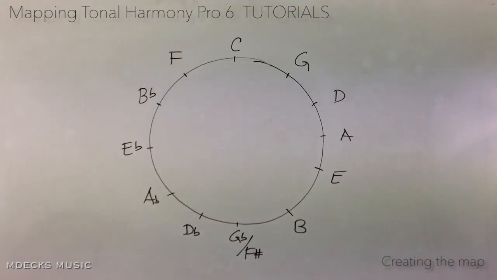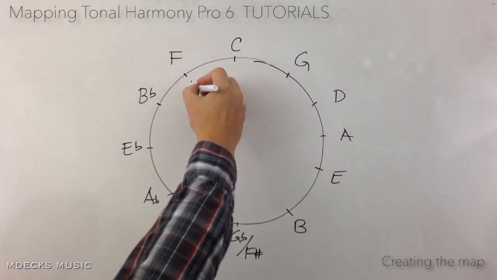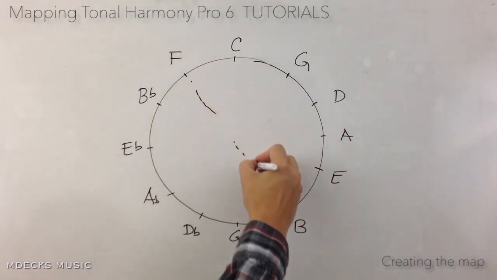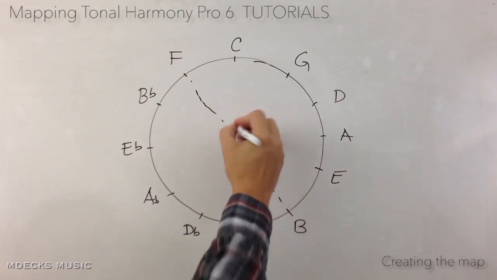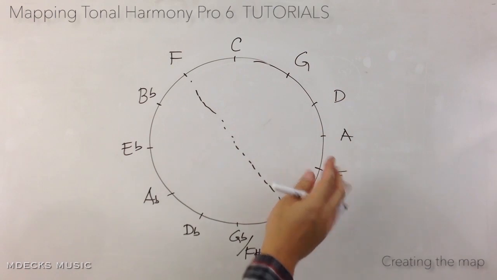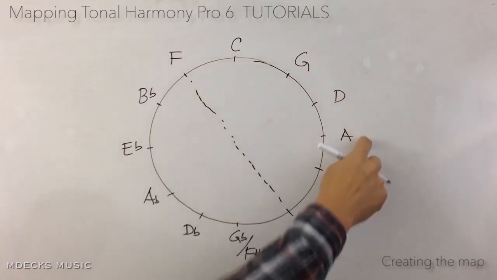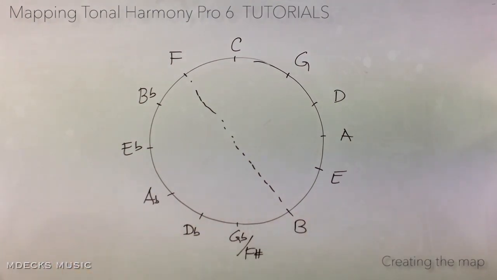Now, let's look at some interesting properties in the circle. I'll start by drawing this diameter line here from F to B. So one node before C if we count clockwise. And on this side, I have all the notes from the C major scale: C, D, E, F, G, A, and B.